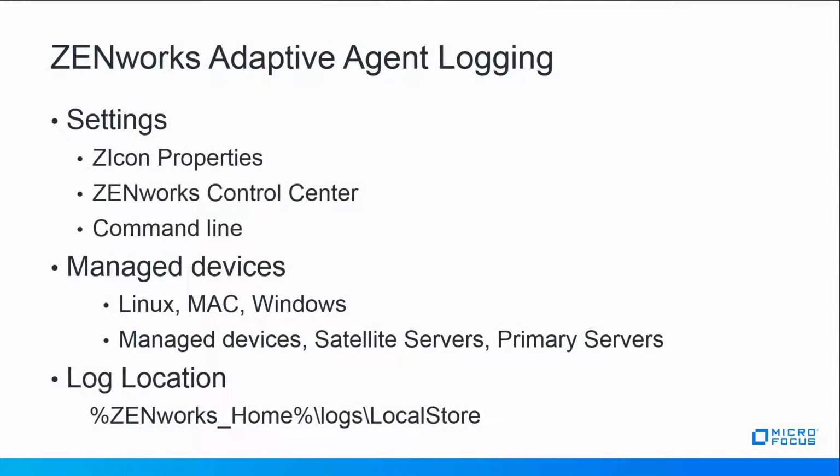The ZENworks logging can be set from the Zicon Properties on the device or in the ZENworks Control Center, and there are some command lines you can use. The managed devices are Linux, Mac, and Windows, and they can be either managed devices, satellite servers, or primary servers, which all have the ZENworks agent on them. The log location is ZENworks home/log/local store.